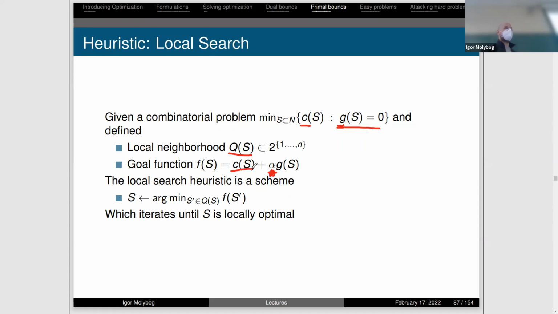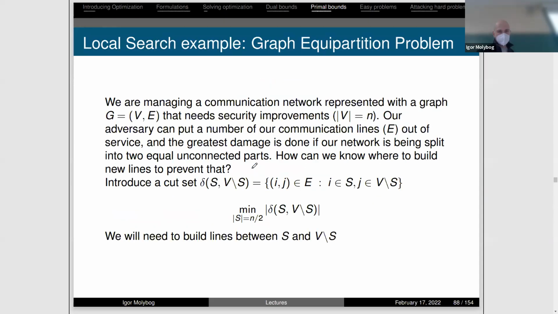Can you explain once more the QMS set? Yeah. So this is something that we are given by the problem. Let's take a look at the example.